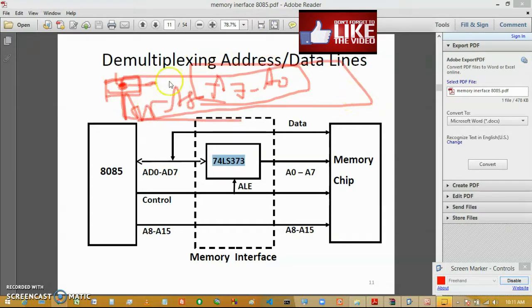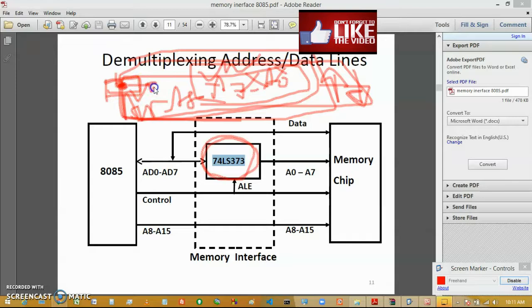Whatever data we have to store inside, we must not lose the lower order address. That's why, with the help of this latching circuit, we store this address whenever the ALE signal is high. When the ALE signal is low, our address has already been stored somewhere and is held all the time, so we can freely use the lower order address bus as a data bus.